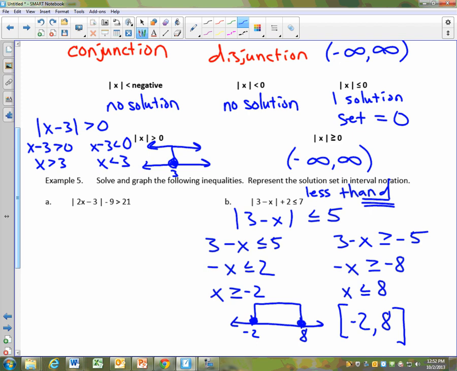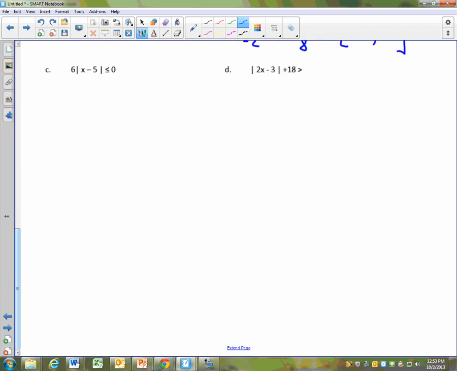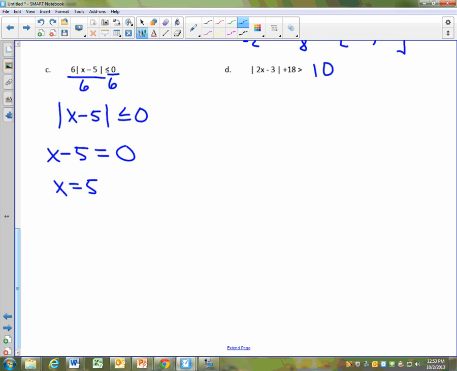So let's look at a couple basic special case scenarios. These will go super quick. 6 times the absolute value of x minus 5 is less than or equal to 0. I divide by 6. Absolute value of x minus 5 is less than or equal to 0. So there's a special case. The absolute value of something is less than or equal to 0. Can it be less than 0? No. Could it be equal to 0? So I just have one solution. Take this, set it equal to 0, and solve. Done.